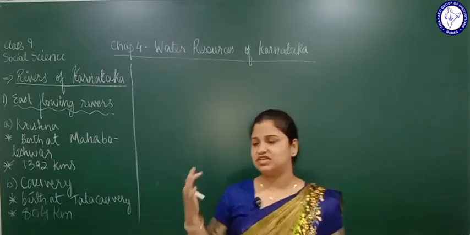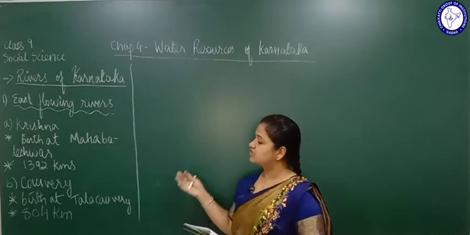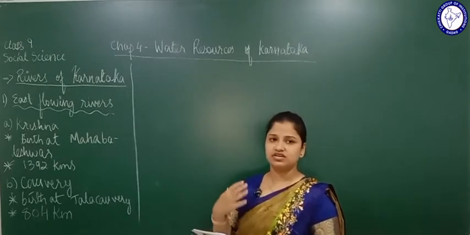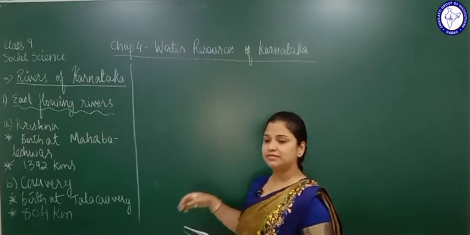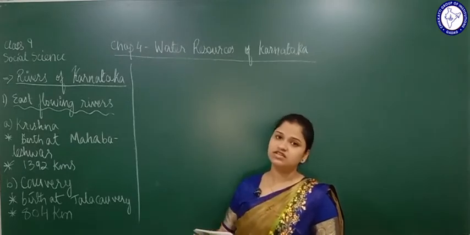So try to understand what this sentence means here. Kaveri river is started in Karnataka. It is born in Karnataka and from there it will pass through Tamil Nadu and then it will enter the Bay of Bengal, right?